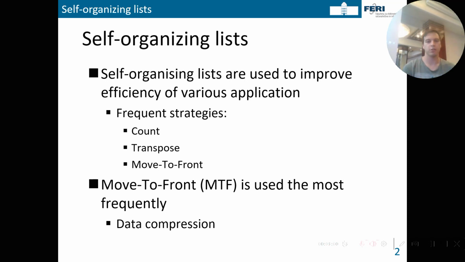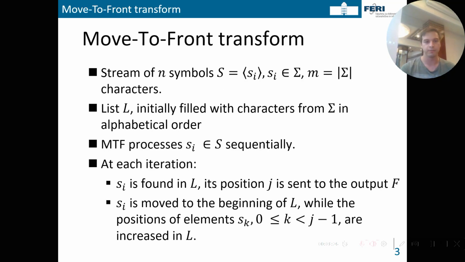Move to front transform is used the most frequently of all, because in data compression it can reduce the information entropy and thus improve the compression ratio.